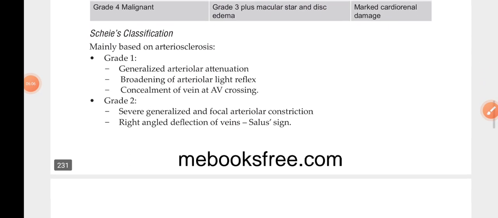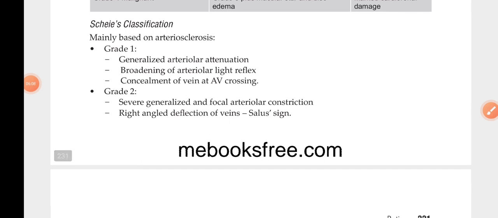Next, classification mainly based upon the arteriosclerosis. Grade 1: generalized arterial attenuation, broadening of the arterial light reflex and concealment of vein at AV crossing. In grade 2: severe generalized and focal arterial constriction, right angle deflection of veins, that is Salus sign.